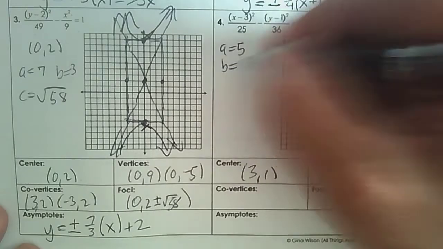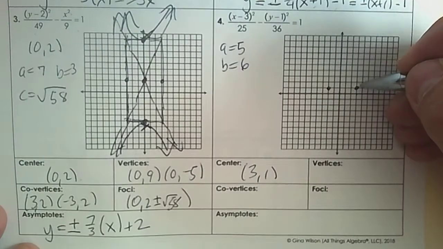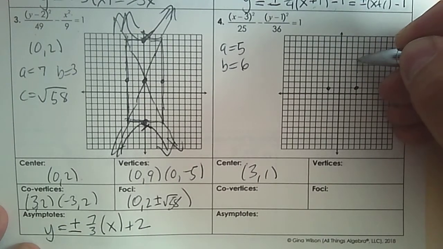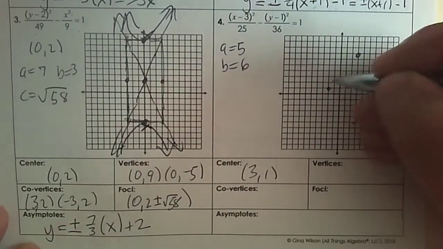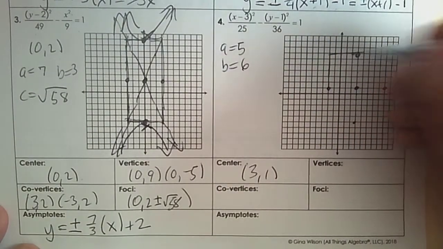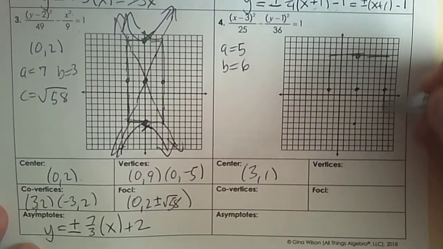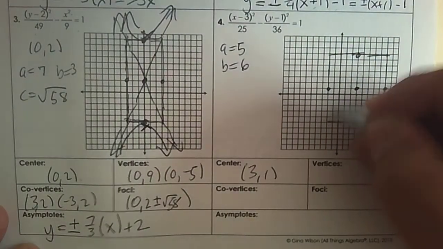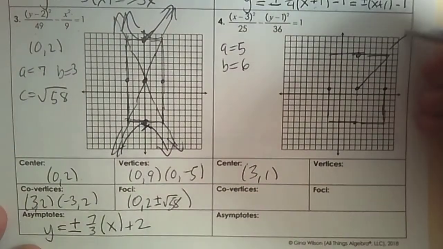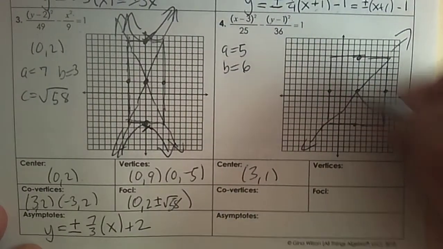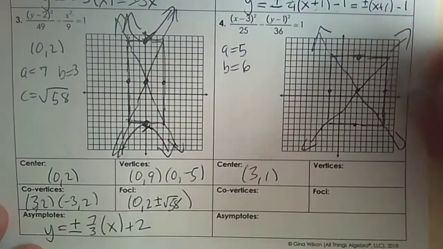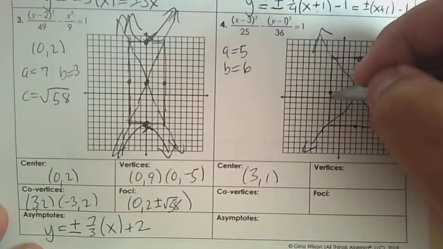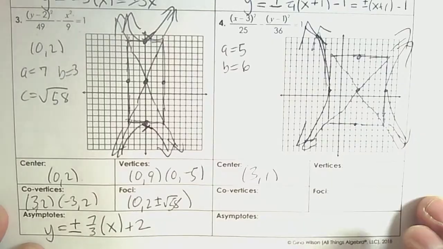B is the square root of 36. That's 6 up, 6 down. Create your rectangle. From the center, go through the corners. This is a sideways, horizontal hyperbola. So it curves left and right.